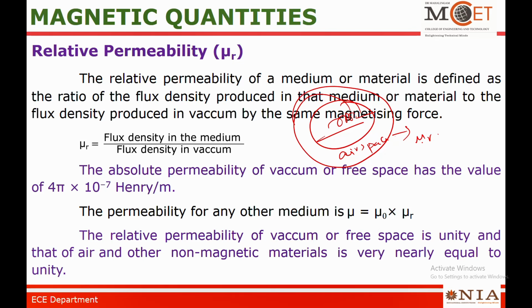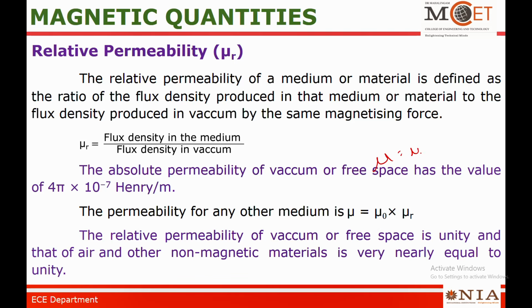So the permeability for any other material is defined in terms of mu equal to mu naught into mu r, the relative permeability into the mu naught. Whereas the relative permeability for a vacuum or free space is unity, and that of air and other non-magnetic materials is nearly equal to unity.